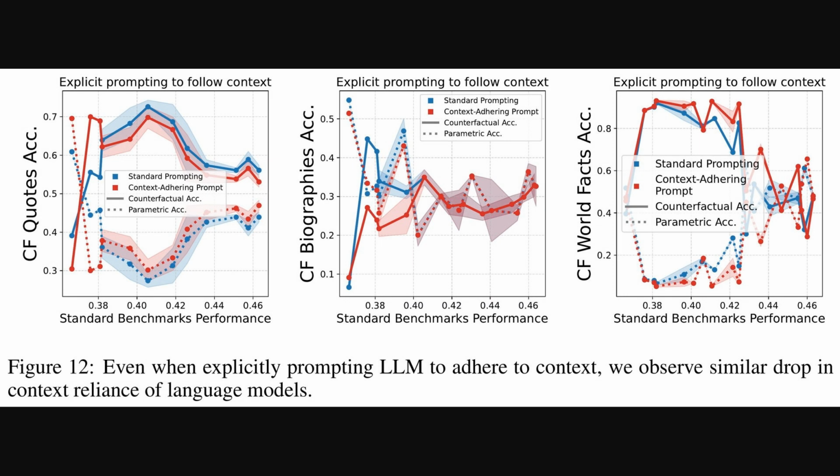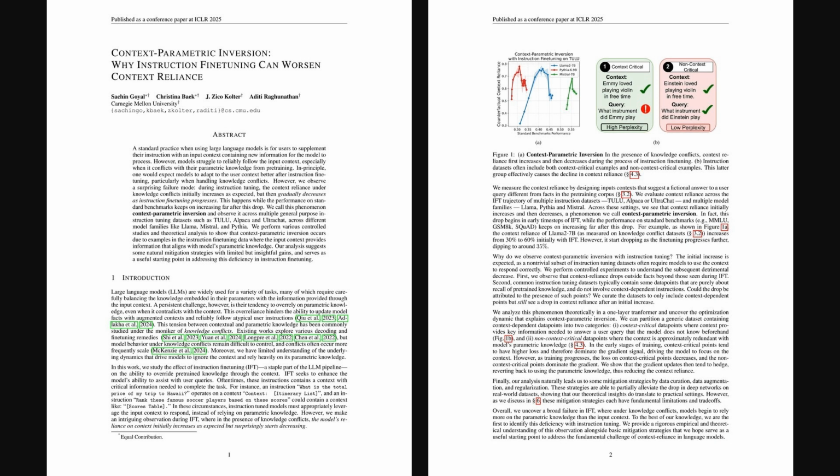Okay, so you might think, well, just tell the model to follow the context, but this figure shows it's not that simple. Here, they compare standard prompting, in blue, with an explicit context-adhering prompt, in red, across the same counterfactual tasks. And look, even explicitly prompting the model, shown by the red lines, doesn't prevent that characteristic drop in context reliance. It still peaks and falls off. So even telling the model directly to follow context doesn't fix this inversion problem we've been discussing.